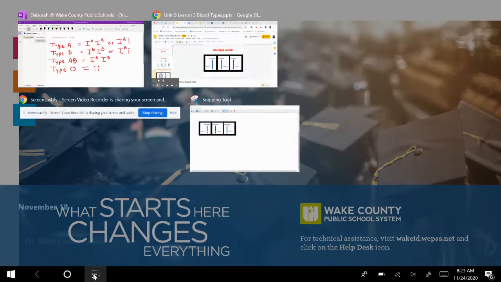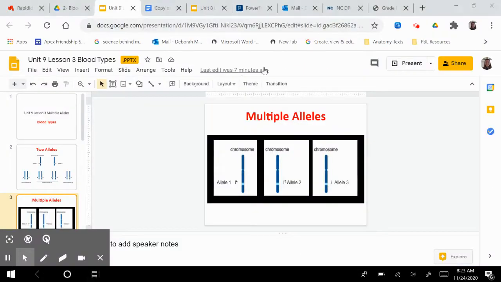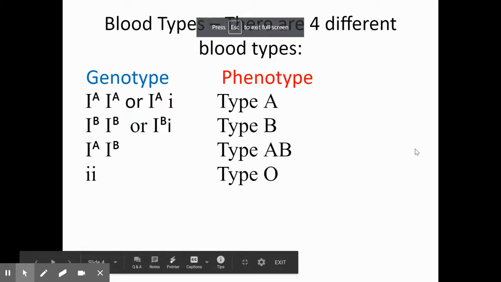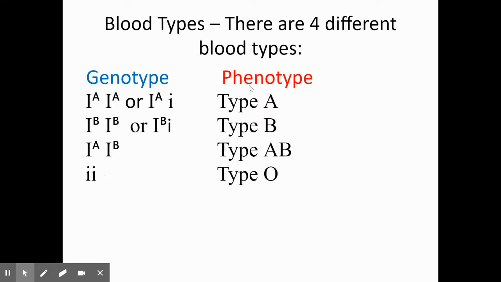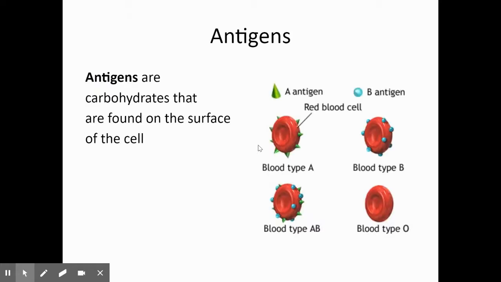Okay, so let's go ahead and let's go back to our PowerPoint here. All right, so this is what I just went over here, the different genotypes and then the different phenotypes that a person would have. All right, so let's take a look at what does all this mean?